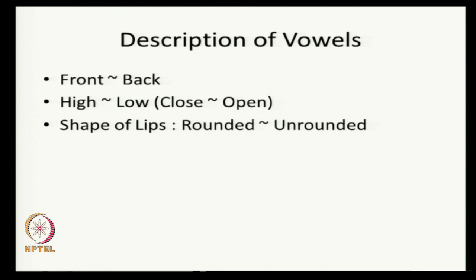Once again, how do we distinguish between or among different vowel sounds? Please close your eyes and tell me. Number one, either they are produced from the front of the tongue or from the back of the tongue. Number two, in the production of them, either jaws are closed or jaws are open. Third, either lips are rounded or lips are unrounded. These are the three basic parameters along which we describe different vowel sounds.